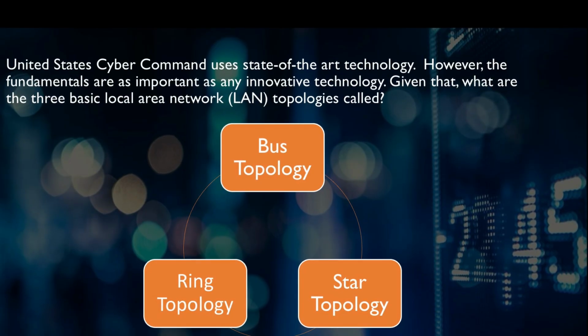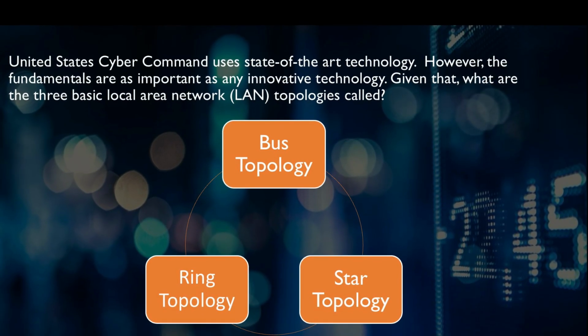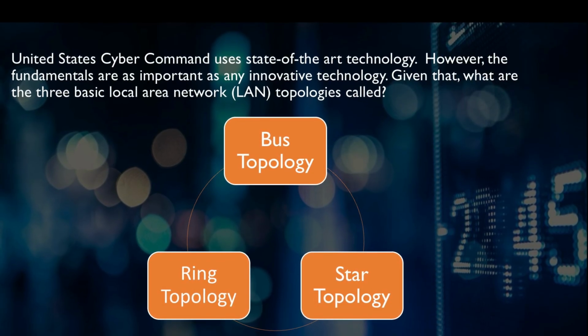Bus topologies are simple and inexpensive. Star topologies are efficient and easy to manage. Ring topologies are stable but can be disrupted by a single failure.